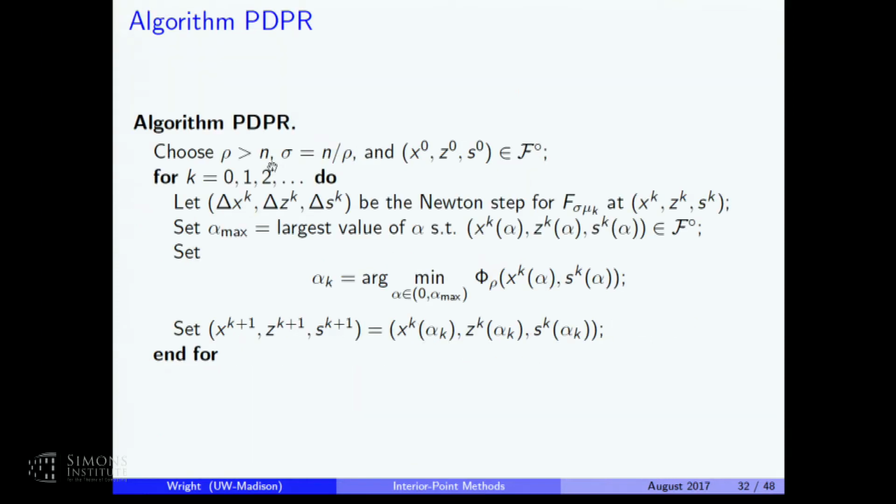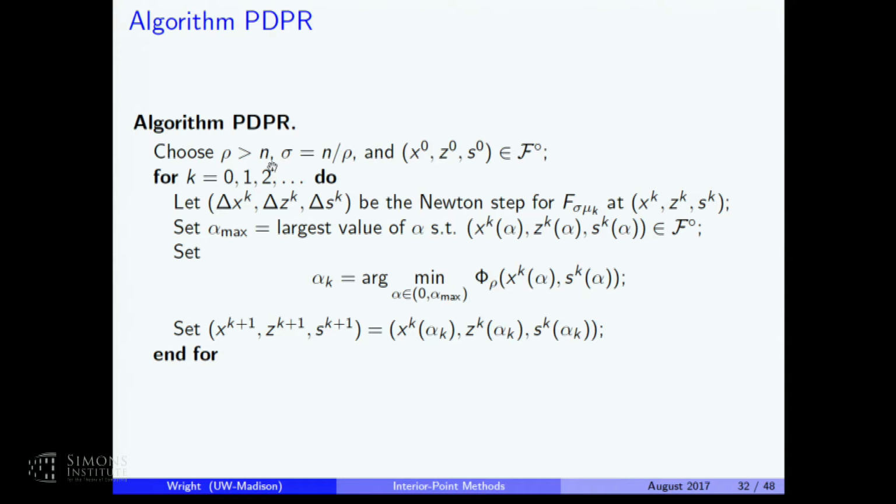So the complete algorithm looks a lot like the ones that I've already defined on previous slides, in that you just have a series of iterations, you stay strictly feasible, you pick the parameter rho up front, you choose the deltas to be the Newton step for f of sigma times mu, where sigma is just n over rho.